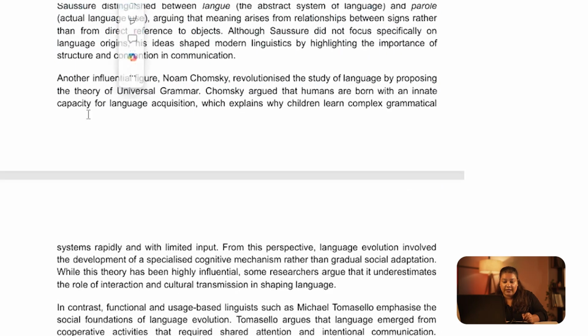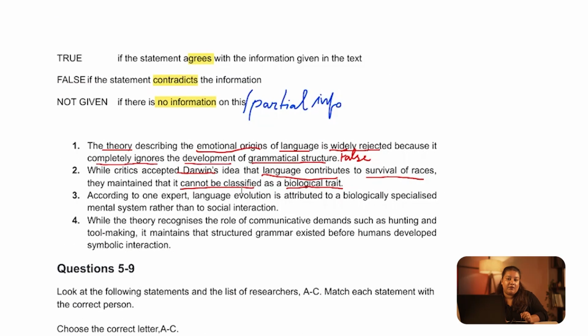Whereas the question here tells us that critics accepted Darwin's idea. The passage does not confirm anywhere that the critics accepted this idea. So it is partial information. My answer to this question will be not given. Let's move to question number 3.